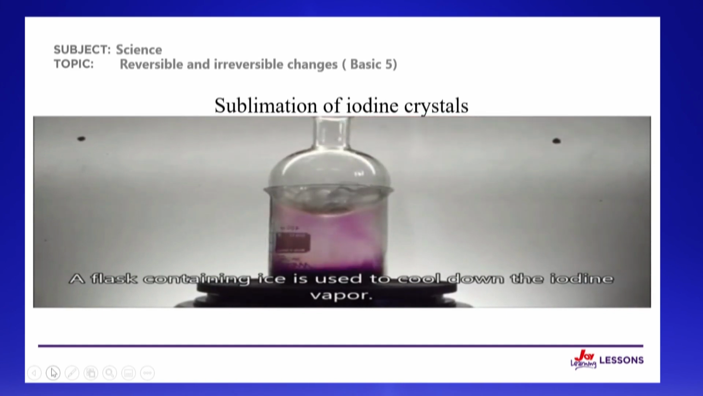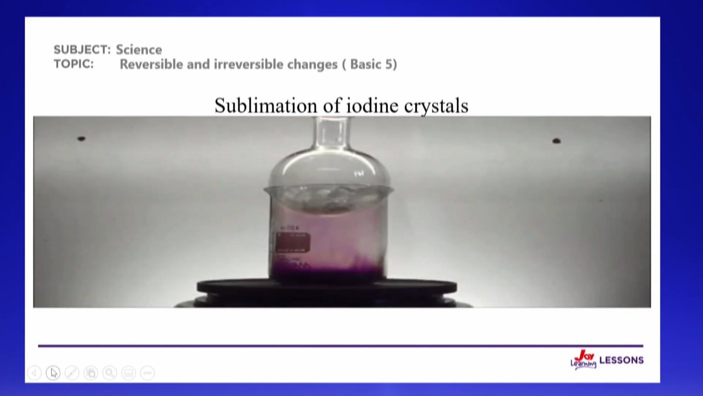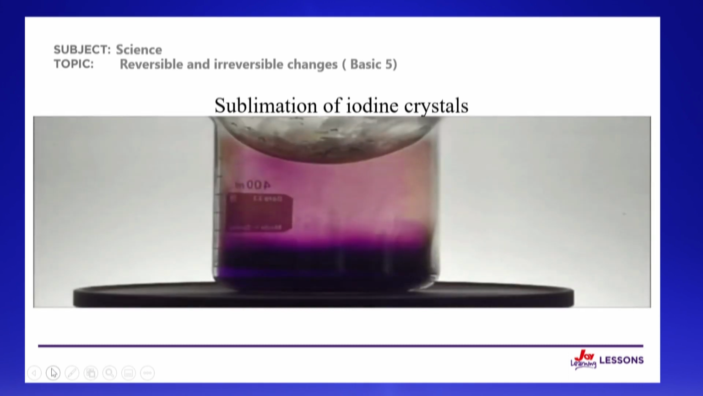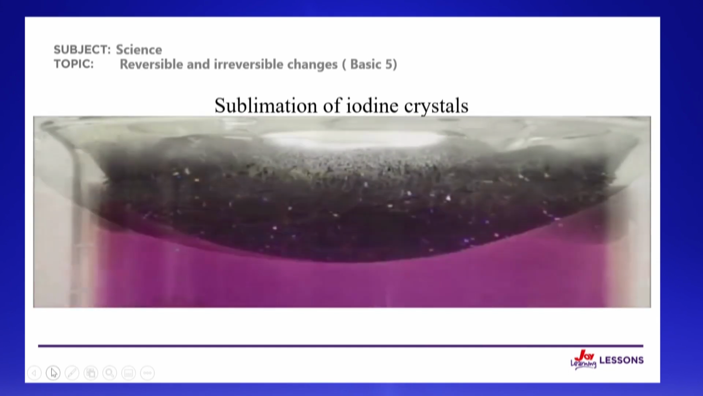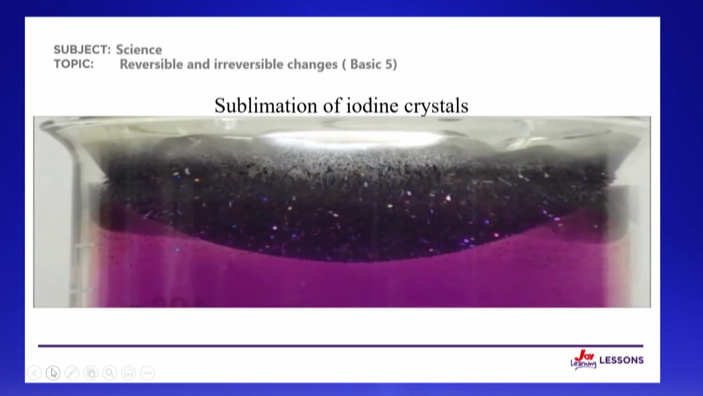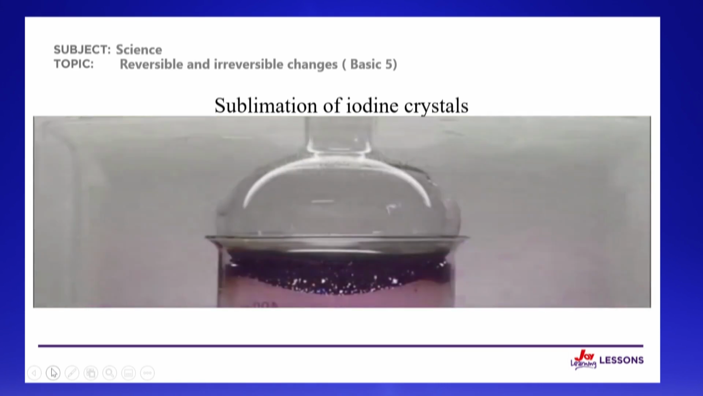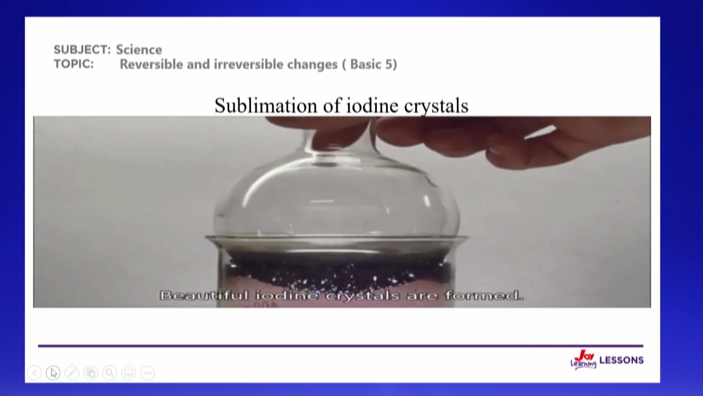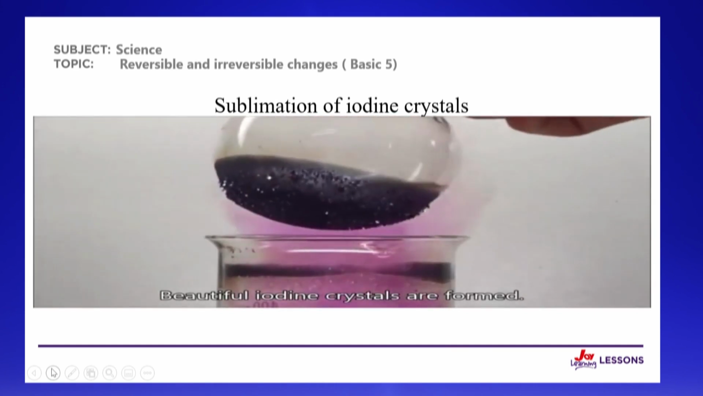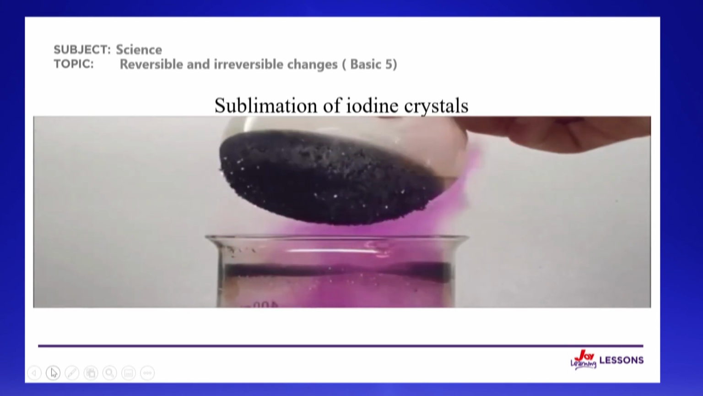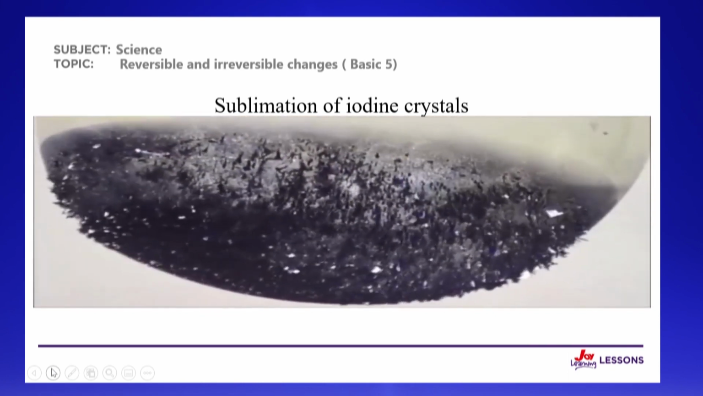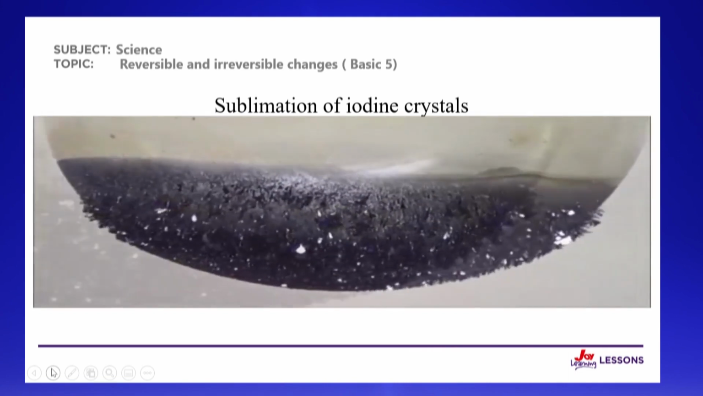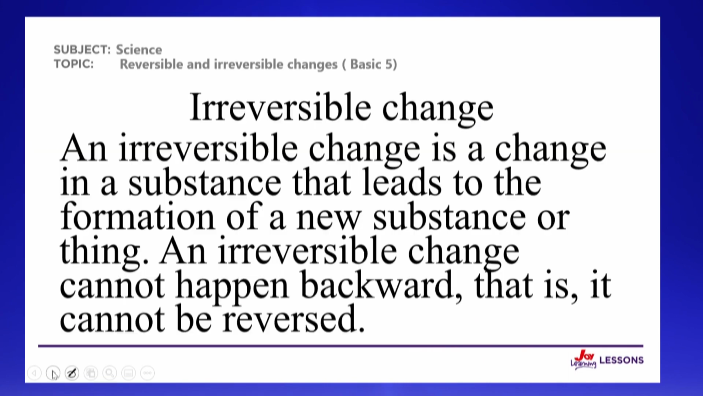So we are going to cool the gas. At the bottom of the flask, you can see over there, will be formed so many particles of iodine crystals. So watch carefully. The bottom of the flask over there will turn into solid iodine, or crystals of iodine. So it means that when the gas is cooled down, it changes to solid. And that is what I said earlier on, sublimation. Solid changes directly to gas, and when the gas is cooled down, it turns back to solid state. So sublimation is also a reversible change.